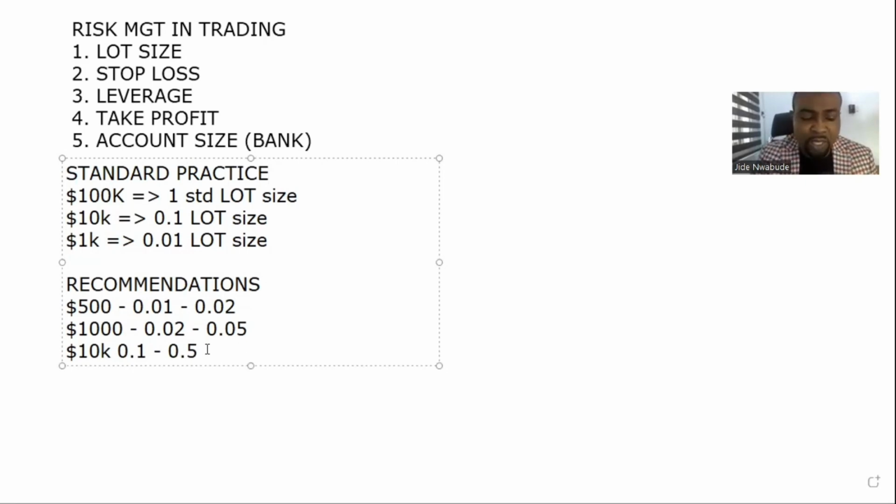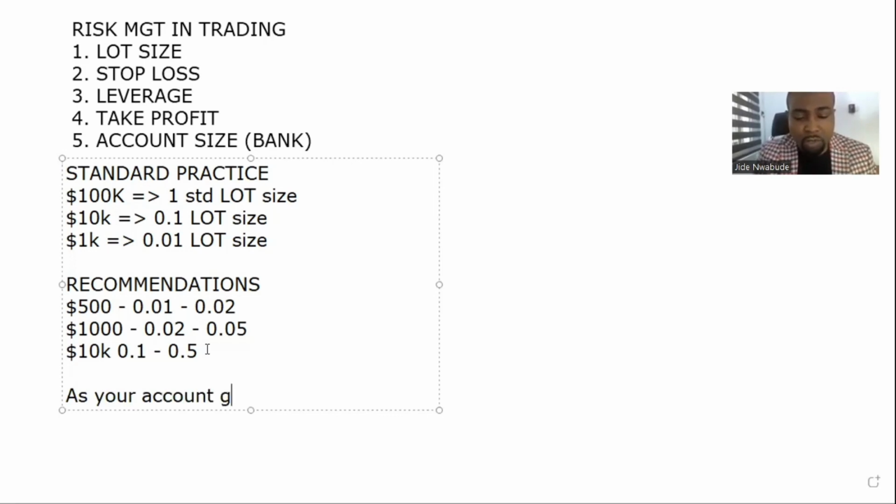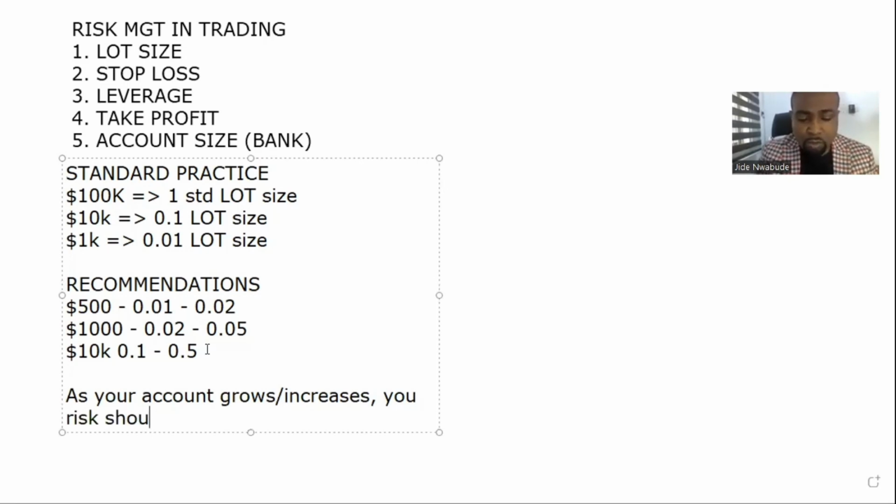And guess what? As your account begins to grow or increase, your risk should reduce. You get that? As your account begins to increase, let your risk begin to reduce, and your risk starts with your lot size. So guys, I think we've exhausted the subject of lot size here.